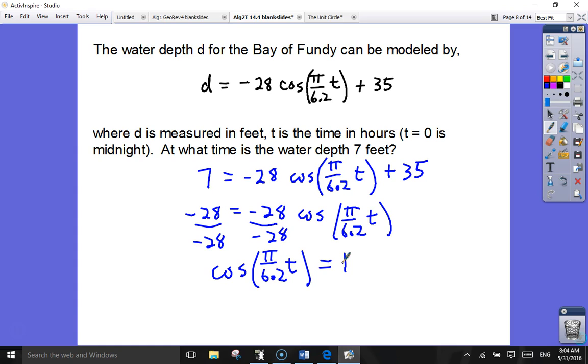Okay, so how do I get to the variable which is inside the cosine function at this point? I've got to do the cosine inverse. Don't worry about the pi over 6.2 part of it. All of that is inside the cosine. So how do I get rid of the cosine? I take the cosine inverse of both sides. Okay, when I do that, I'm still going to have pi over 6.2 times t. But where is the cosine? At what angle does the cosine equal 1?